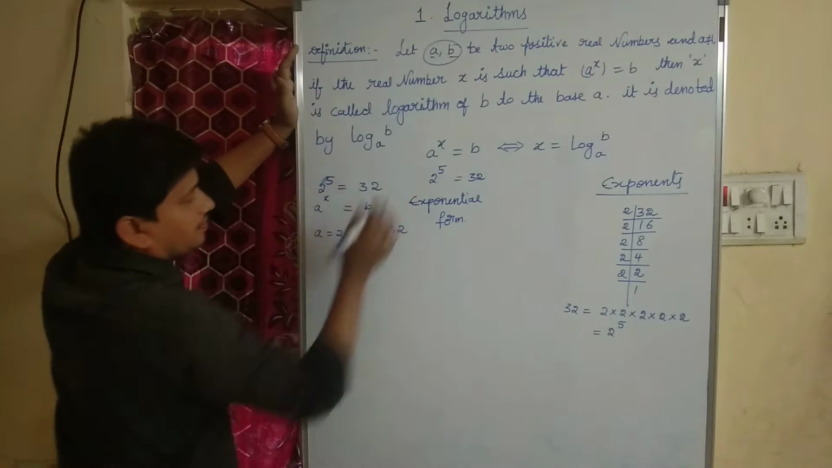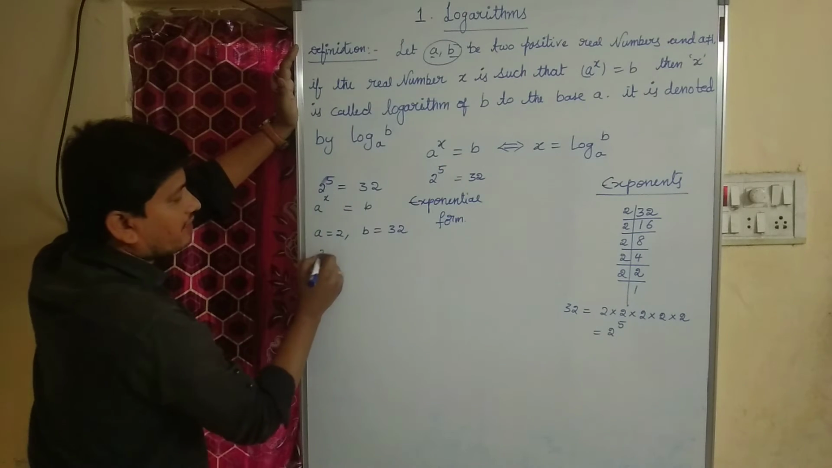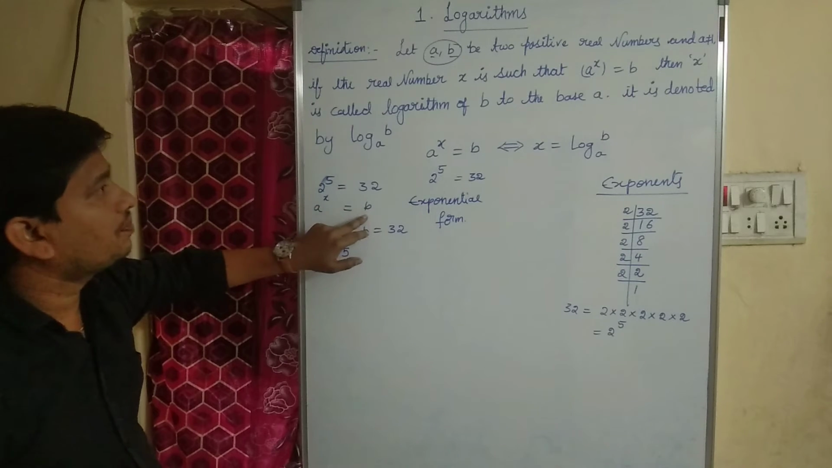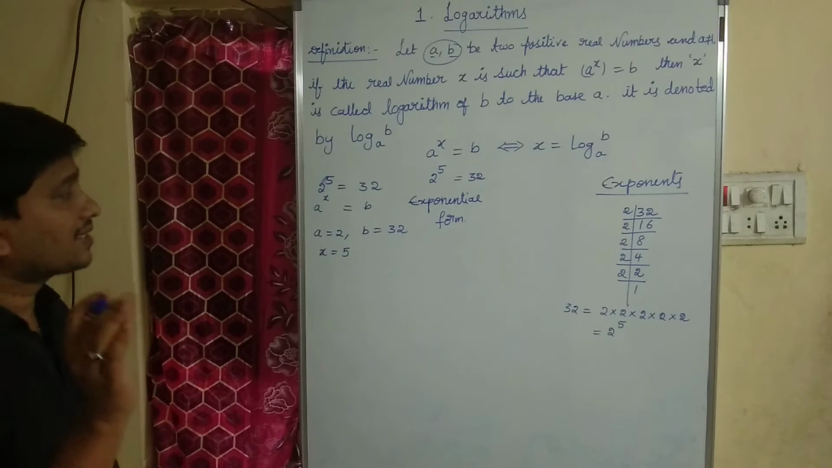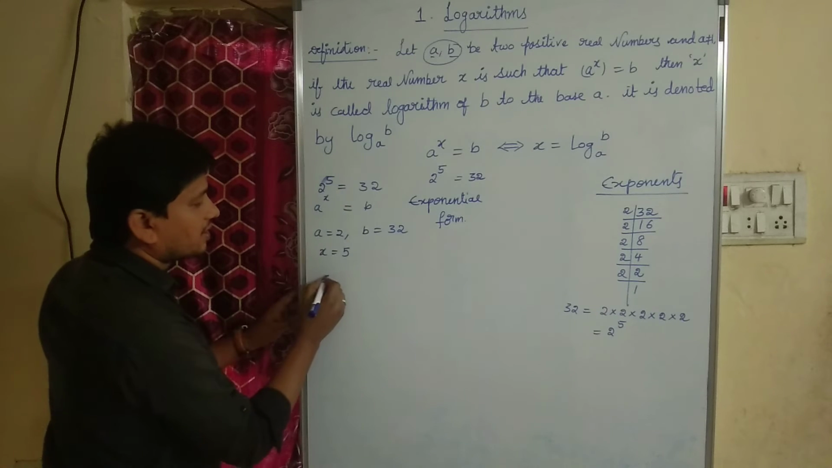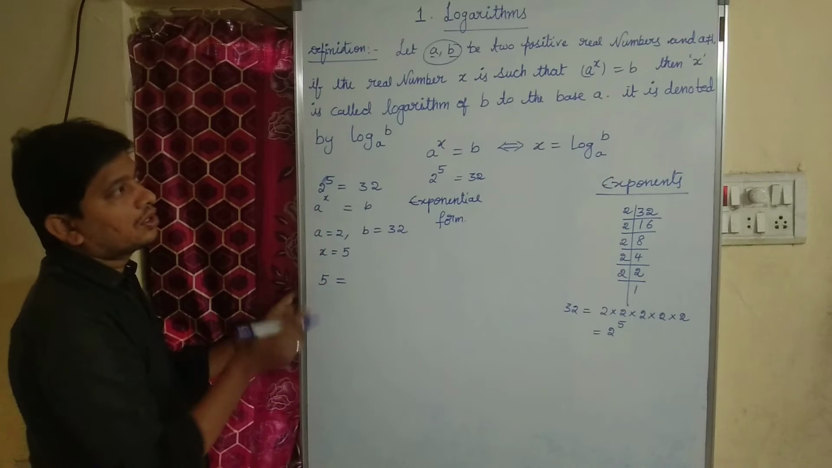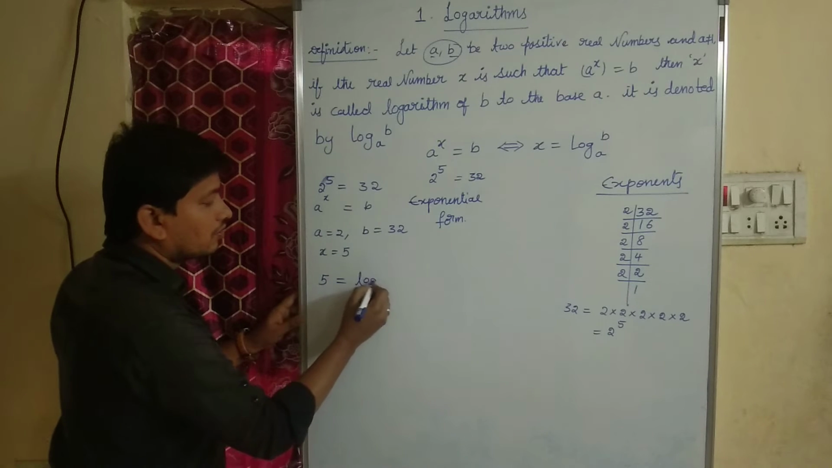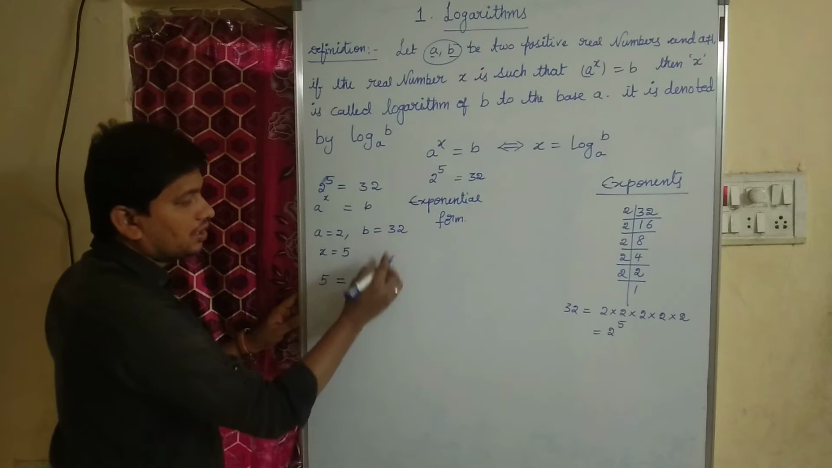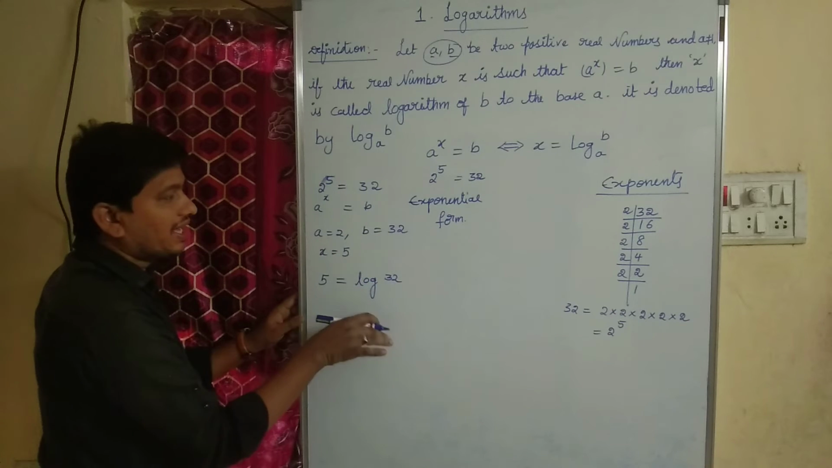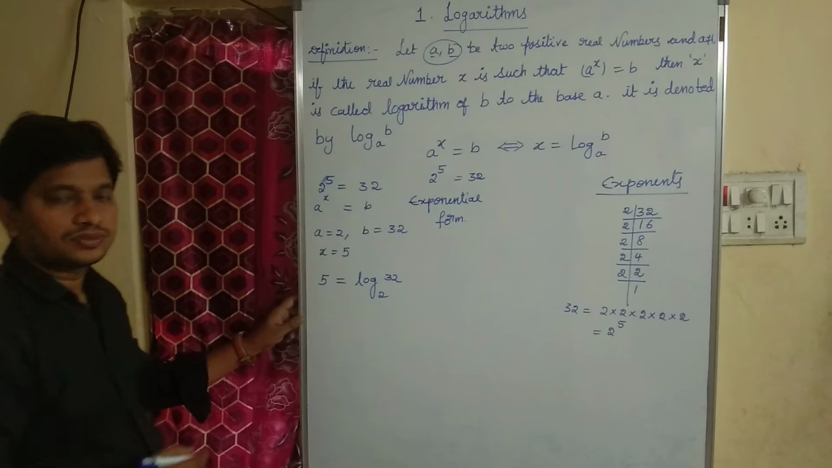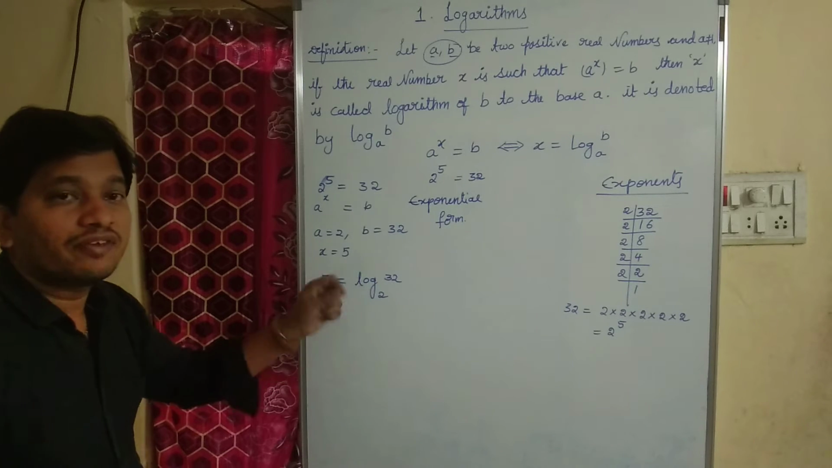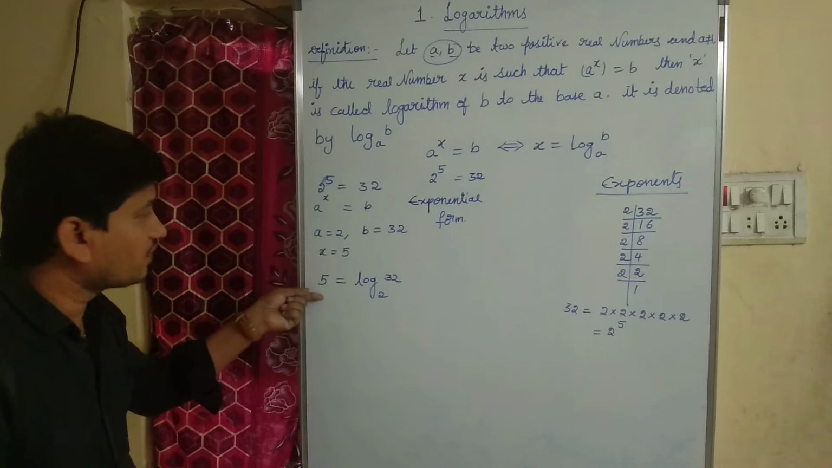If the real number x, here what is the real number x? The value of x is 5, which is the real number such that a power x is equal to b, then x is called the logarithm of b to the base a. Here x is 5. So 5 is called the logarithm of b, b value 32, to the base a, a value 2. I mean, what is the value of log 32 to the base 2? The value of log 32 to the base 2 is 5.